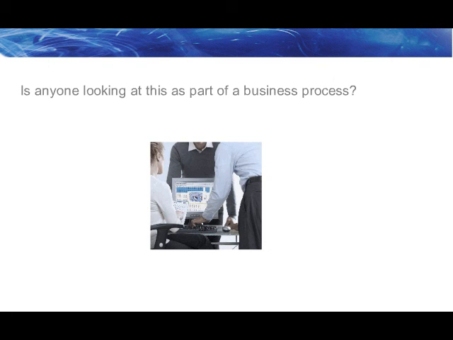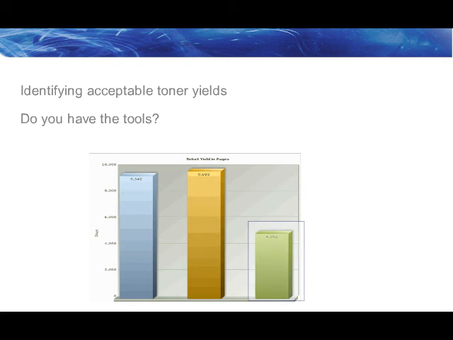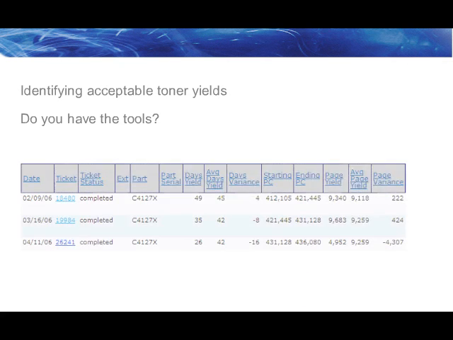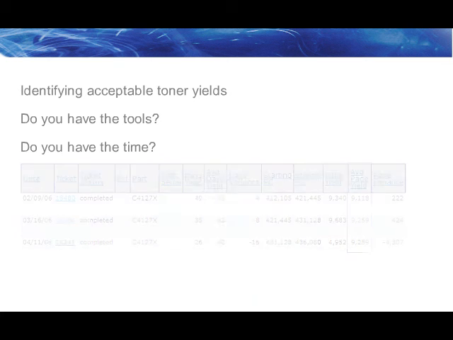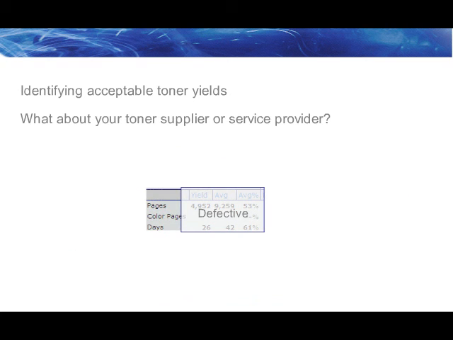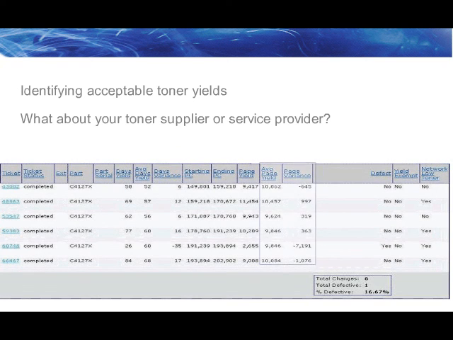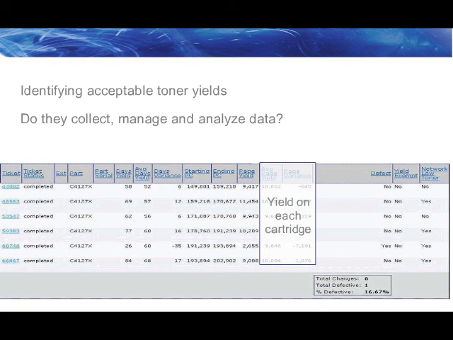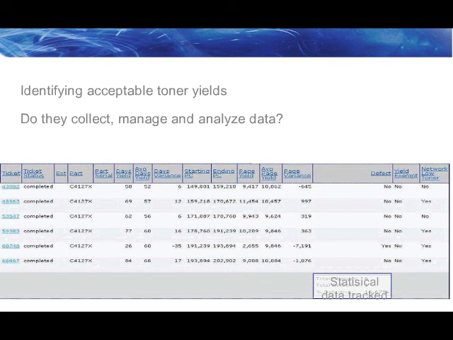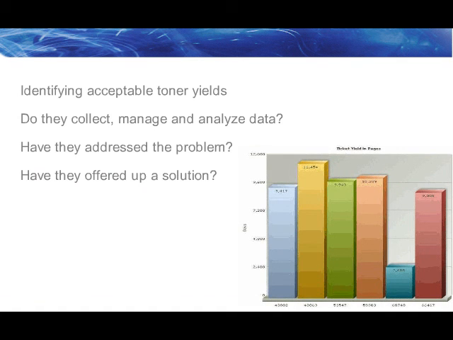Is anyone looking at this as part of a business process? Do you have the tools that can identify acceptable yields? Would you have the time to utilize these tools if you did? More importantly, does your toner supplier or service provider have these tools? Do they collect, manage, and analyze data on your print devices? Have they addressed this problem? Have they ever offered up a solution?